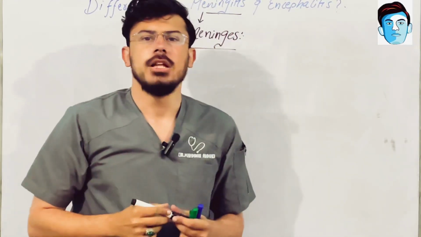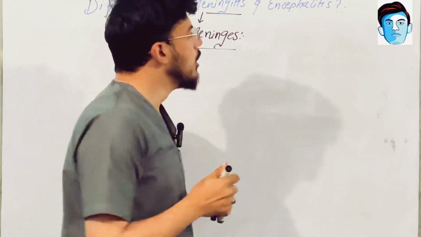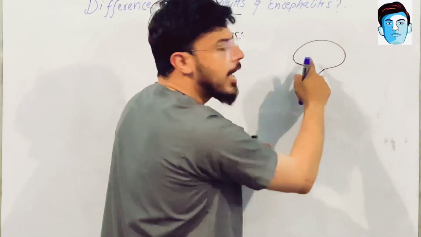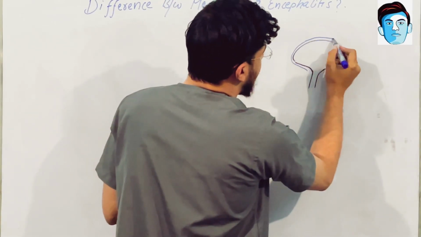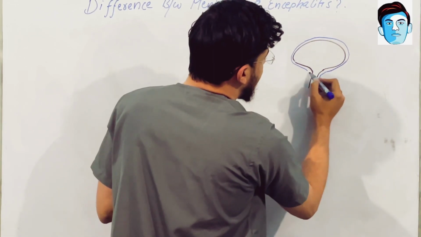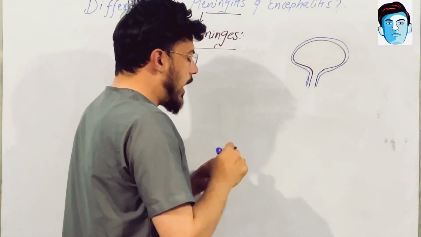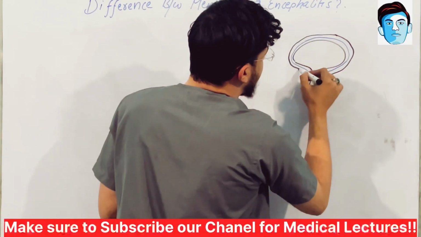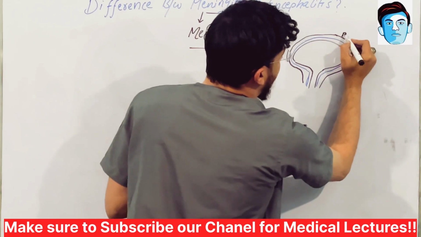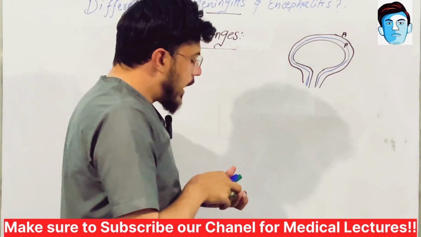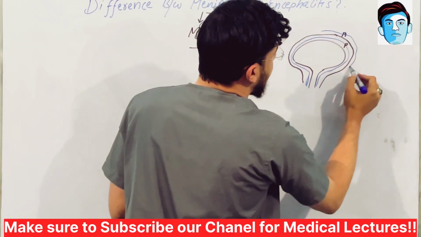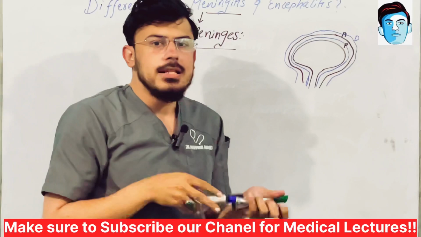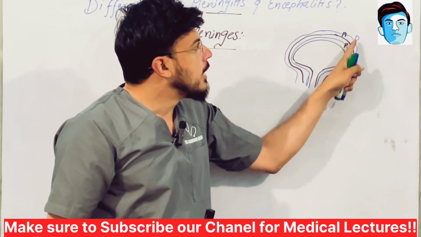What is meninges? Meninges are the layers which surround the brain and spinal cord. So let's say if this is the brain and this is the spinal cord, just adherent to the brain and spinal cord, there is the pia mater, right? And after the pia mater, there is another layer, that is the arachnoid matter. After the arachnoid matter, there is the dura mater, which is adherent to the skull. So from inside to outside, there is pia mater, arachnoid matter and dura mater.